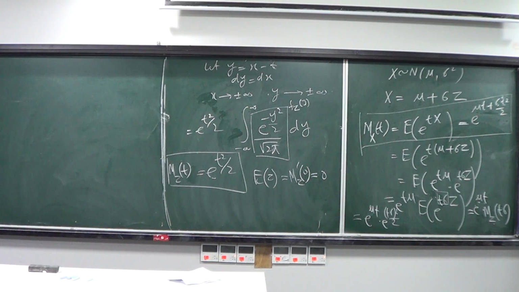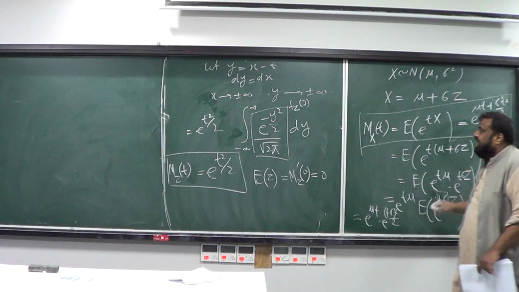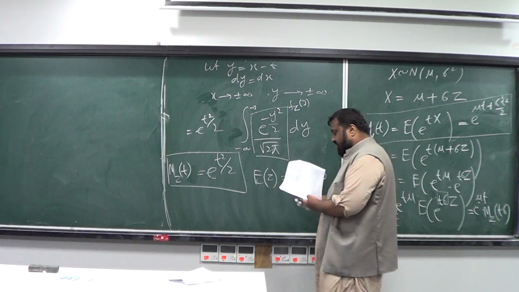So I would suggest that using this moment generating function, try to verify that really the mean and the variance of the normal distribution are really mu and sigma square actually. Okay, so that's an alternate way to do the computation.